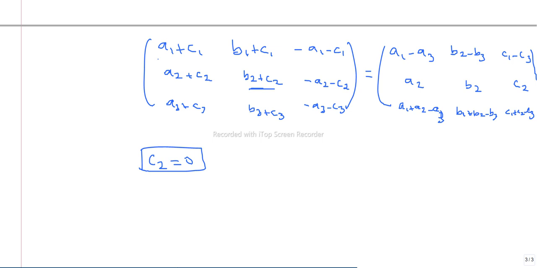But if you look at the last one, what will you get? A2 equal to C2. Therefore A2 should be 0. Okay. Now any other thing we can cancel? Okay. Now you compare the first equation, first coordinate. A1 plus C1 equal to A1 minus A3. Therefore we can cancel A1. We get C1 should be equal to minus A3.